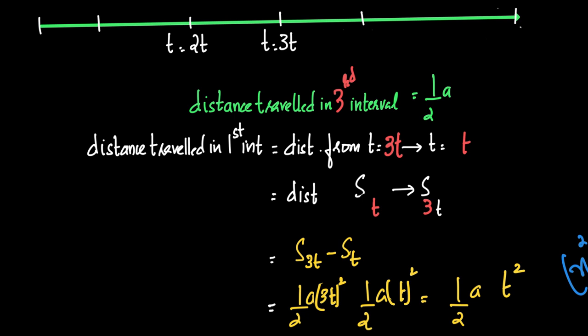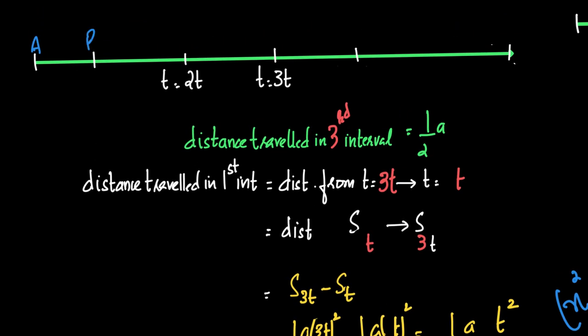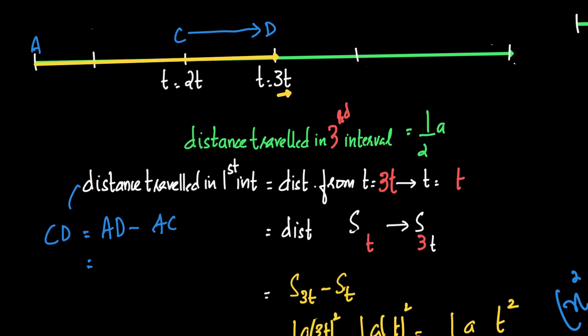The distance traveled is, say this is A, B, C, and D. So the distance traveled is CD, right? And how can you write down geometrically CD? The distance traveled is CD, and CD can be written as AD minus AC. What is AD? AD from the figure is this distance AD, which is traveled in 3t. So I can write this as distance traveled in 3t minus, what is AC? AC would be the distance traveled in 2t. So I can write this distance traveled in 3t minus 2t.